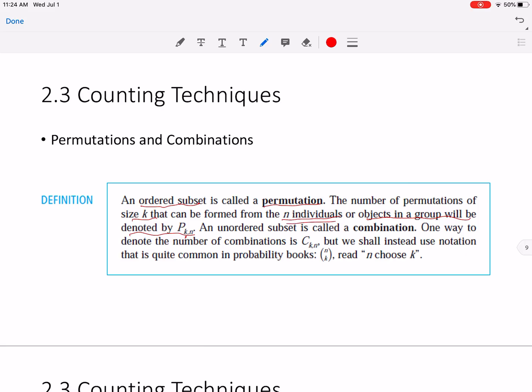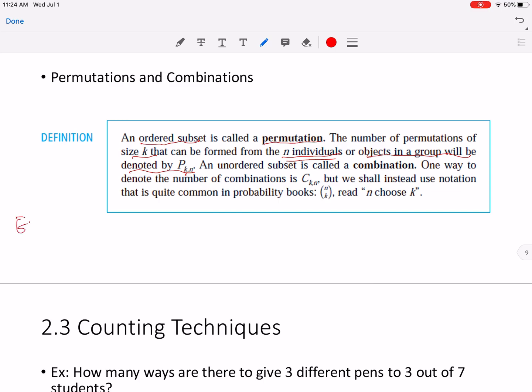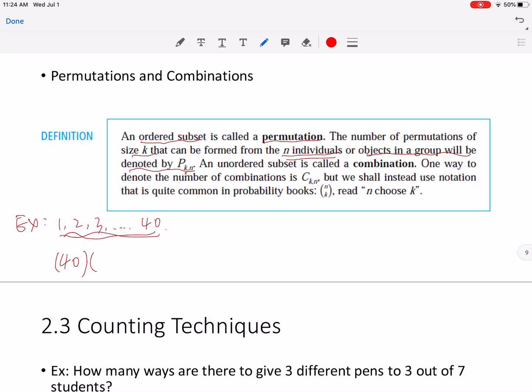First, let's take a look at this simple example. If I have, let's say, 40 numbers, 1, 2, 3, and so on until 40, and I want to arrange those 40 numbers, how many different ways do we have? Let's think of those 40 numbers one by one. How many choices do we have for the first number? The first number could be any one of those 40 numbers, right? So we get 40 choices for the first number. And how many choices do we have for the second number? How many numbers are left now? I think there are 39, right? We got 39 numbers left.